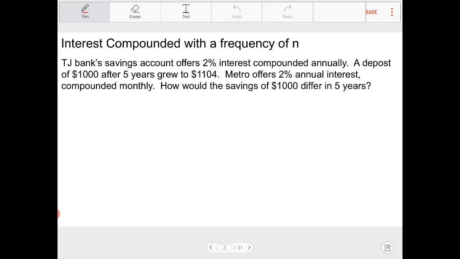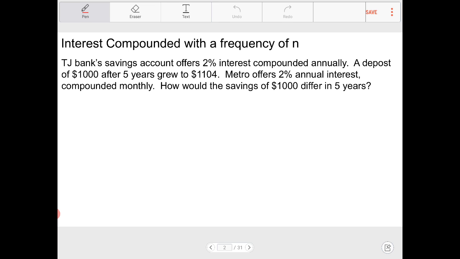In the previous video I went over TJ Bank offering 2% annual interest compounded annually, and for a deposit of $1,000, after 5 years it will grow to $1,104. So let's say now I have Metro Bank offering 2% annual interest, compounded monthly. How would the savings of $1,000 differ in 5 years?